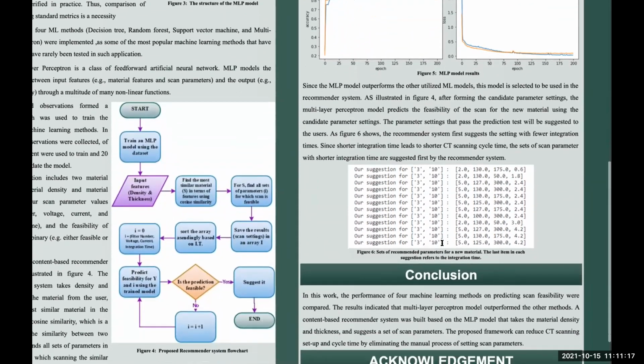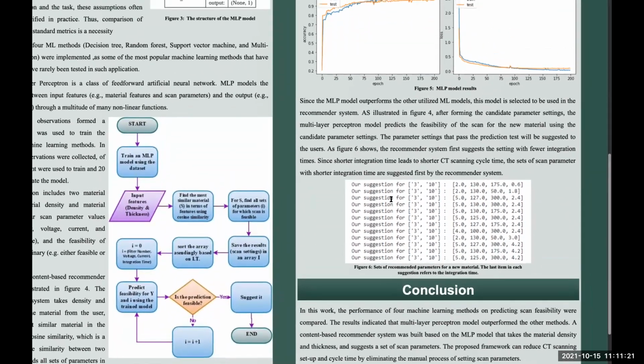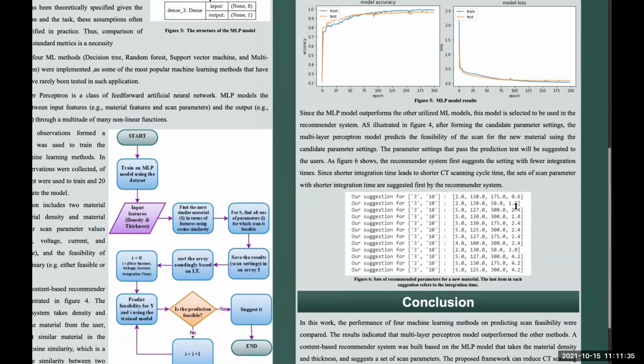And here in figure 6, you see that after the user gave us the input, which are the material density and thickness, the recommender system suggests some different settings, which start with the fewest integration time. This item at the end is the integration time. And as you can see, the parameters that the recommender system suggests are sorted based on the integration time, because less integration time leads us to less CT scan cycle time.